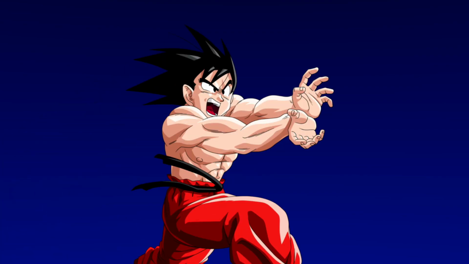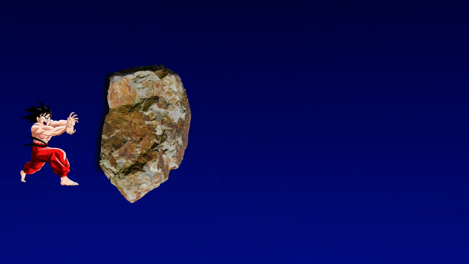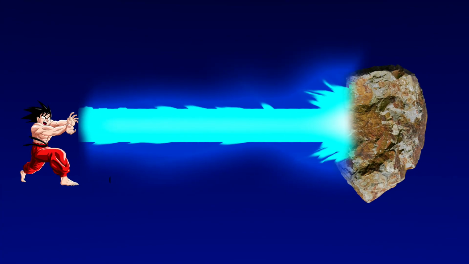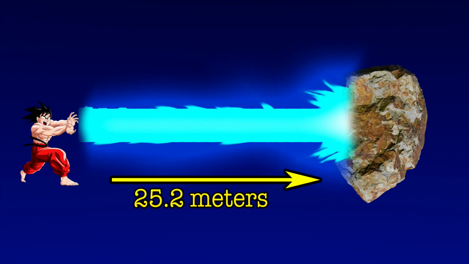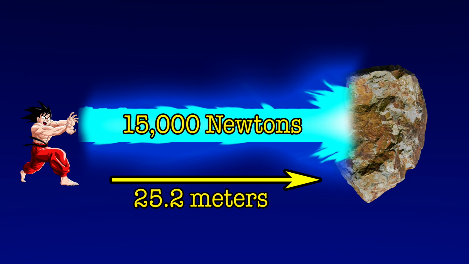So now that you understand the concept of work, let's take a look at some examples where we calculate work being done in a fun way. In this example, Goku, who is my favorite anime character, is shooting an energy beam at a huge rock. This makes the rock move 25.2 meters away from him. The energy beam is producing a force of 15,000 newtons. How much work was done by the energy beam?